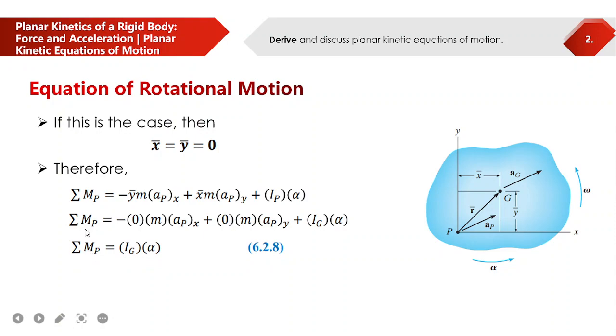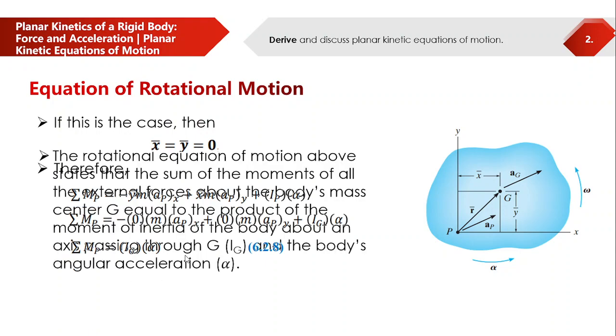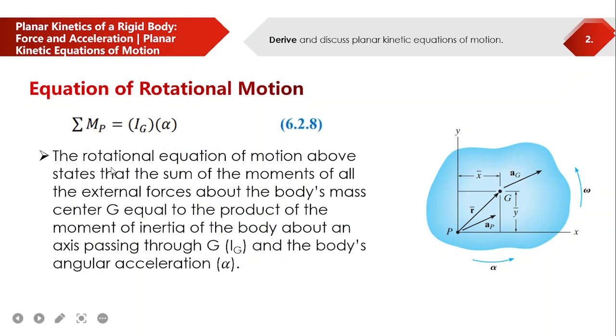Now, the sum of the moments at point P, if P coincides with G, will be equal to I sub G times the angular acceleration. So, the rotational equation of motion above states that the sum of the moments of all the external forces about the body's mass center G is equal to the product of the moment of inertia of the body about an axis passing through G, I sub G, and the body's angular acceleration.